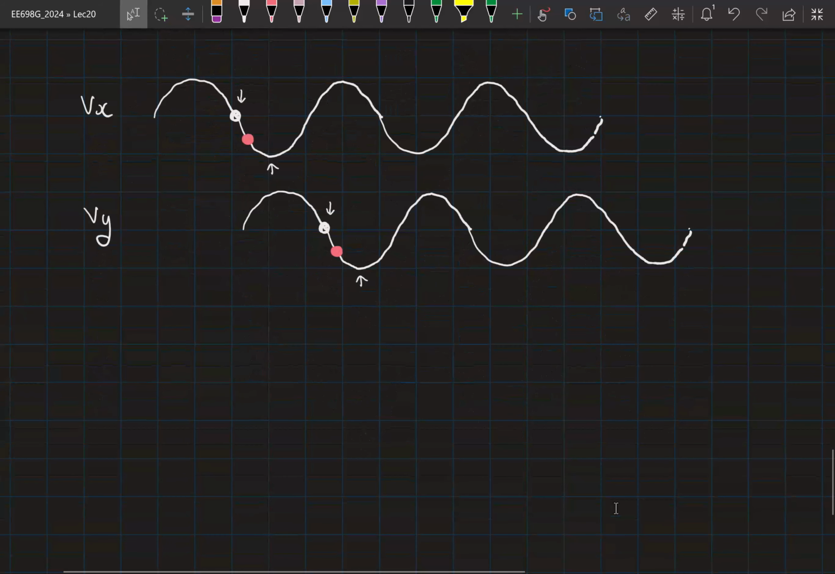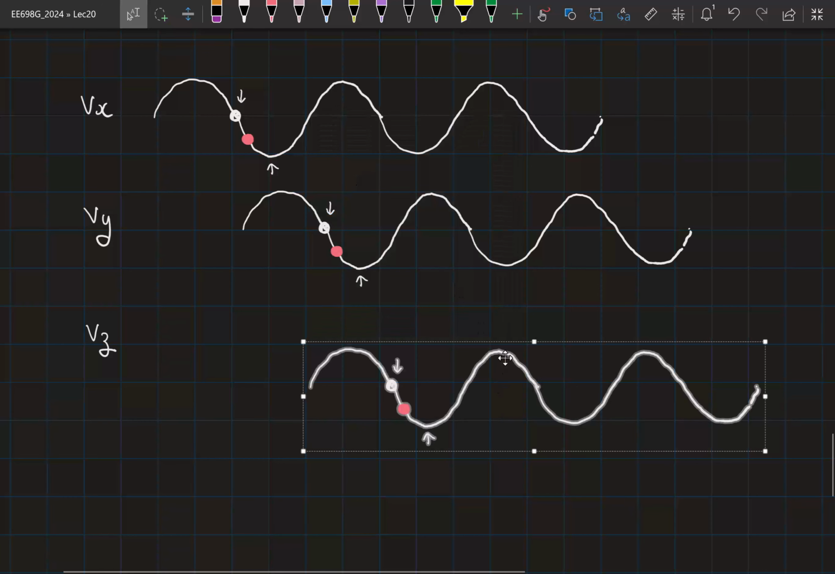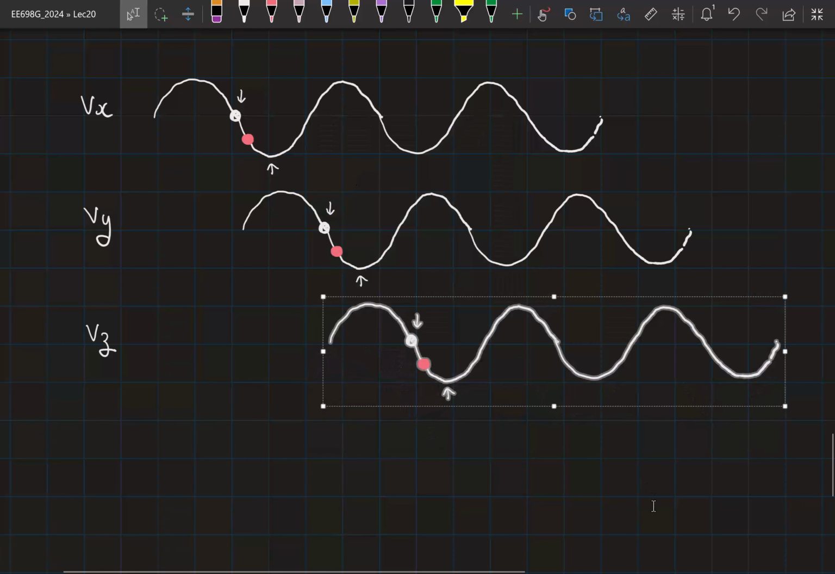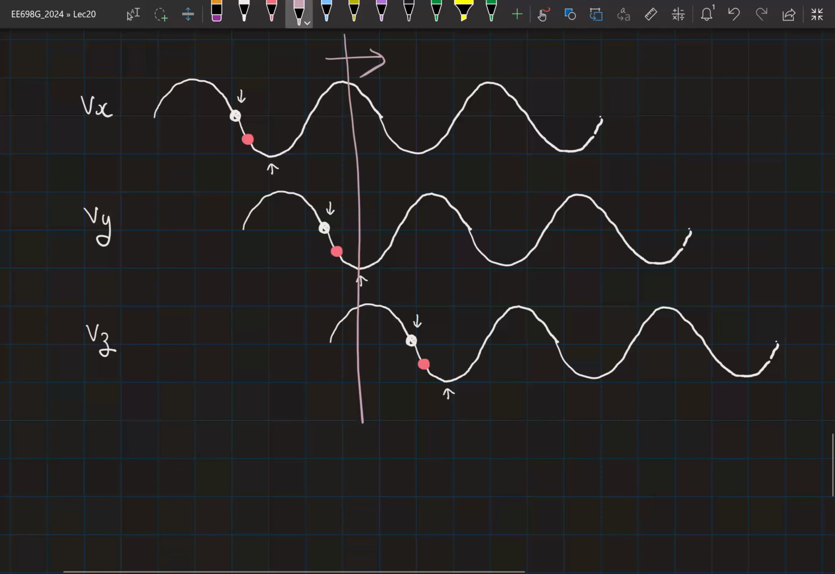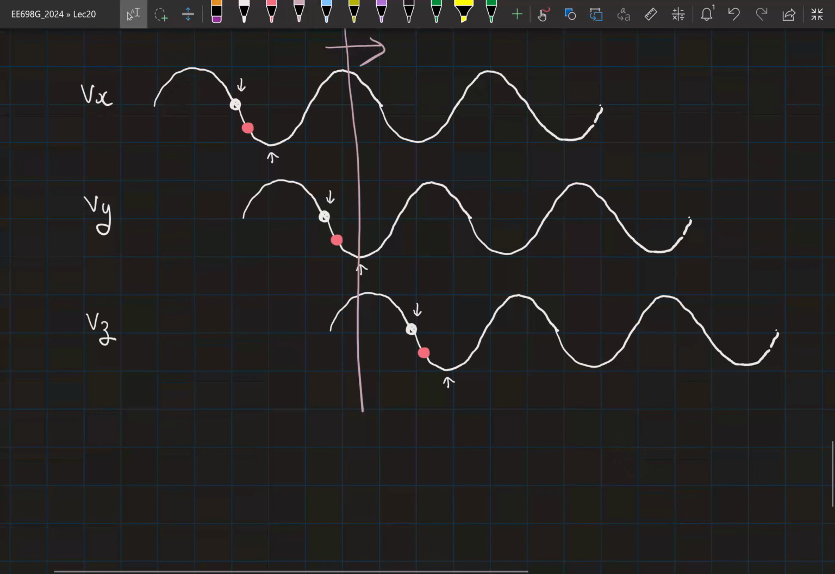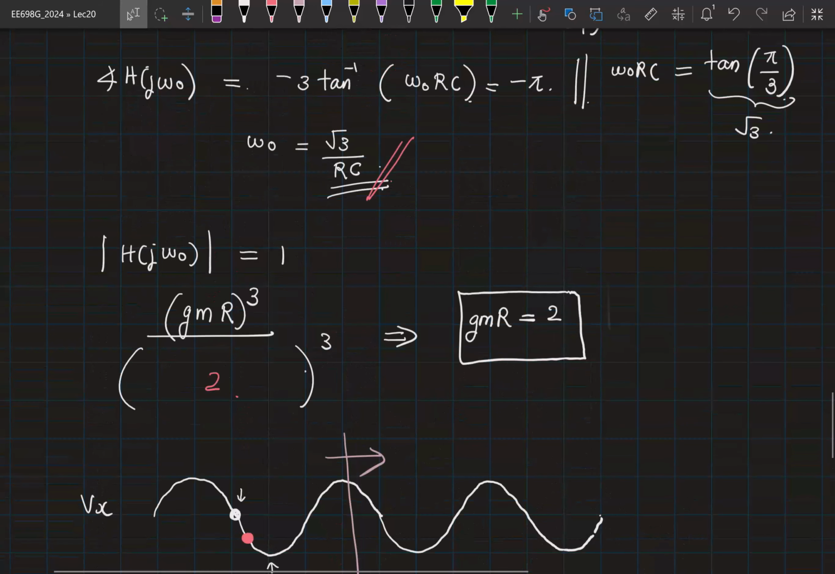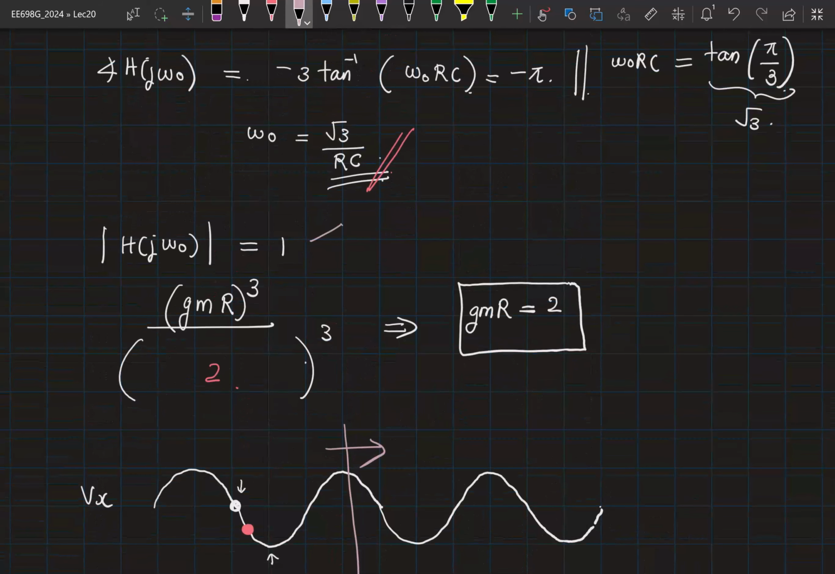And then I can also plot my Vz, which is this waveform shifted again. So now you can look at any point beyond this, and this is how your steady state Vx, Vy and Vz will look like. Okay, so a quick question. How hard do you think it will be to meet this constraint, magnitude of H of j omega naught equal to 1?